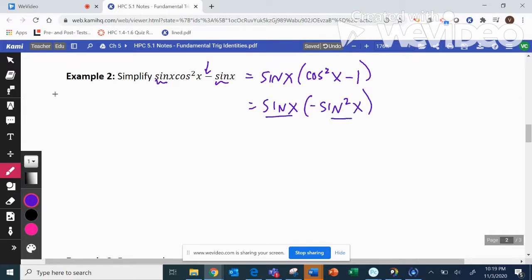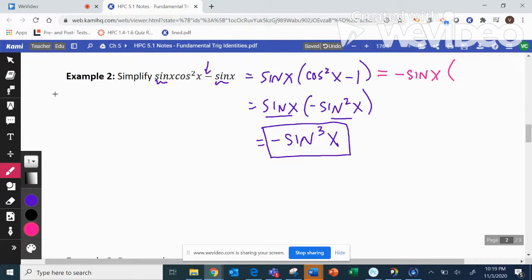And then I can multiply these together, and I get negative sine cubed x. And this is as simple as I can go. Another alternate way of doing the same one would be, instead of taking out a positive sine x, if you took out a negative sine x here, then you could write the inside as positive 1 minus cosine squared x, which we could go straight to negative sine x multiplied by sine squared x, and then end up with the exact same answer. But I wouldn't necessarily know to take out the negative ahead of time. So either way is fine.